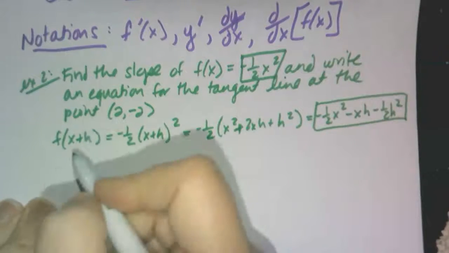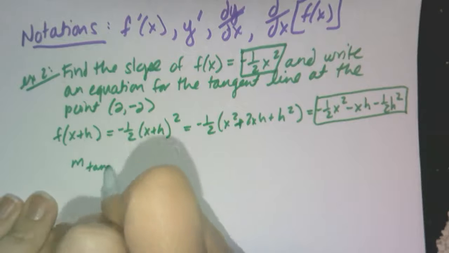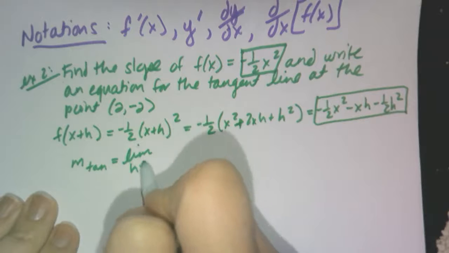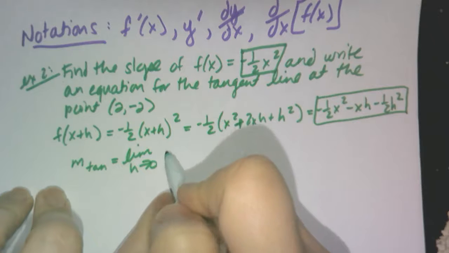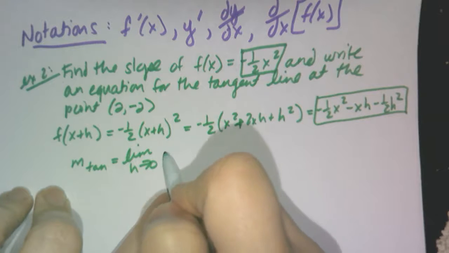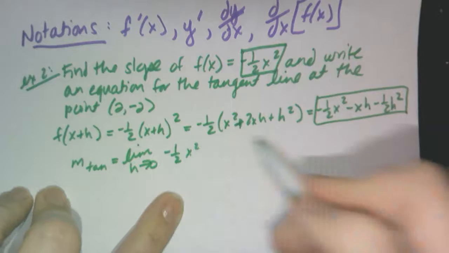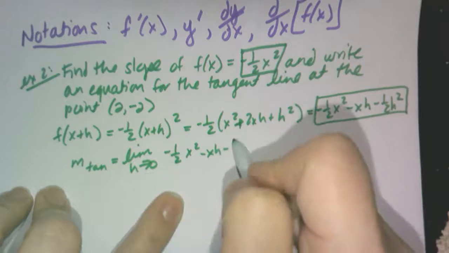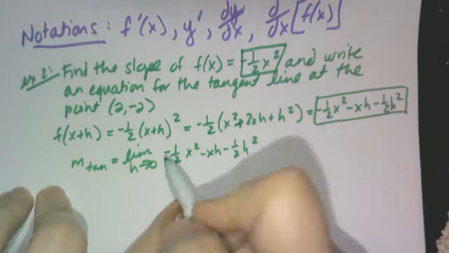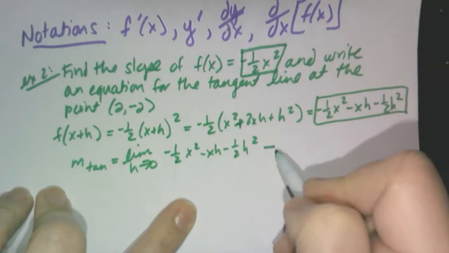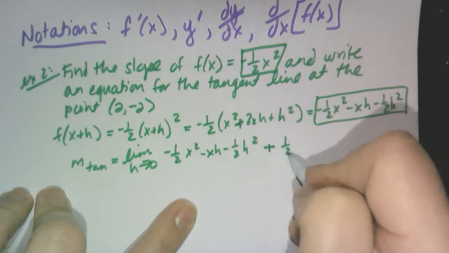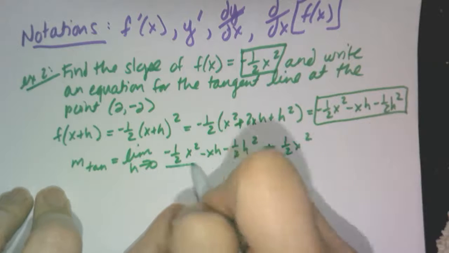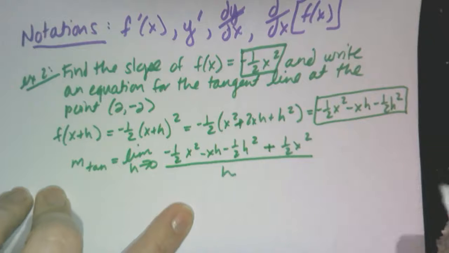Okay, so the slope of the tangent line is equal to the limit as h approaches 0 of, we just found the f of x plus h, negative 1/2 x squared minus xh minus 1/2 h squared. Okay. Then I'm going to subtract what? Negative 1/2, so then it would become positive 1/2 x squared, excuse me. And then I'm going to stick it all over what? H, okay?